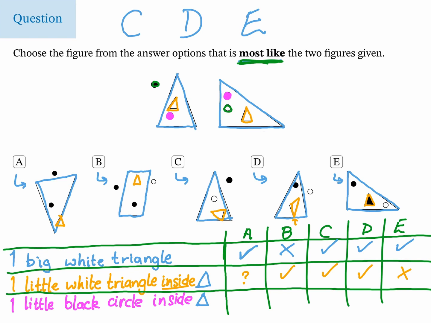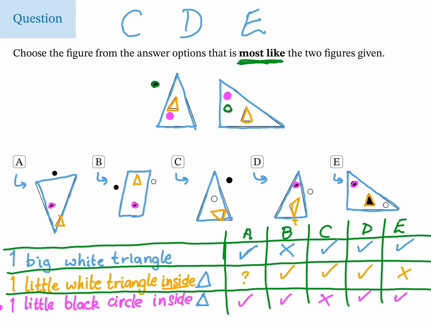And finally, you know the drill by now. What we're going to do is to look at the one little black circle inside the big white triangle. Answer option A has one, tick. Answer option B has one, tick. Answer option C doesn't have one inside the big white triangle, cross. And it's not even crossing over like we saw with this triangle earlier. Answer option D does have a little black circle inside. Once again, I've drawn over it slightly, so it might not be super clear, but it is inside entirely. And answer option E does have a little black circle inside.